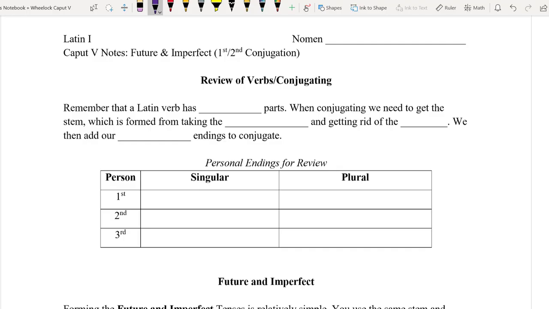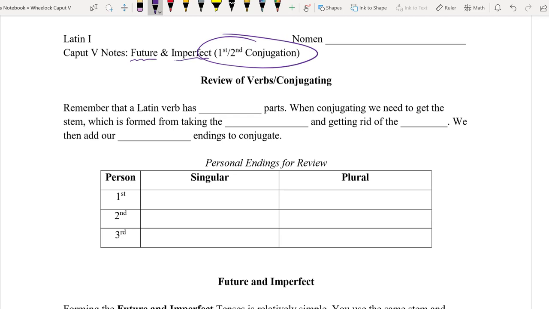Chapter 5 introduces us to two different tenses than what we've had before. We're going to get the future and the imperfect tense. We've only really dealt with the present tense to this point, so this will be a little bit different, but ultimately it's pretty easy to form.